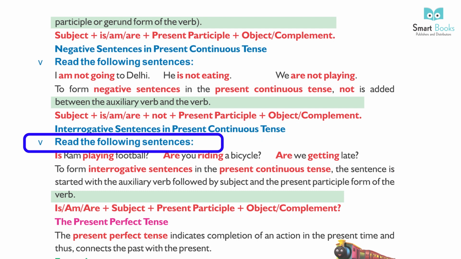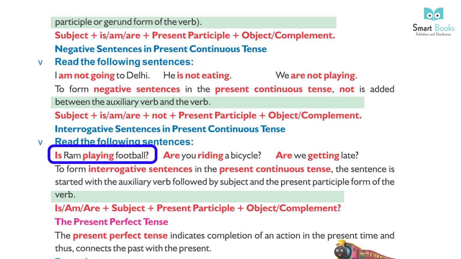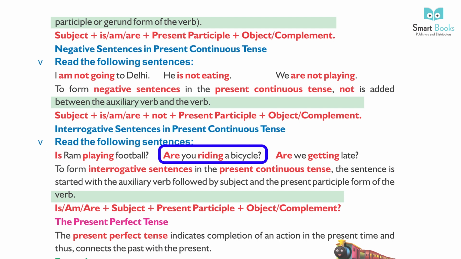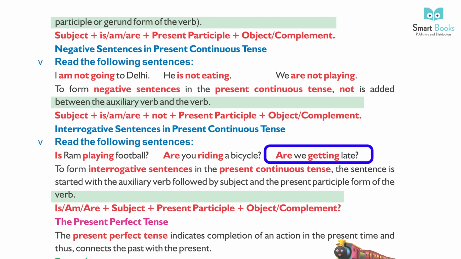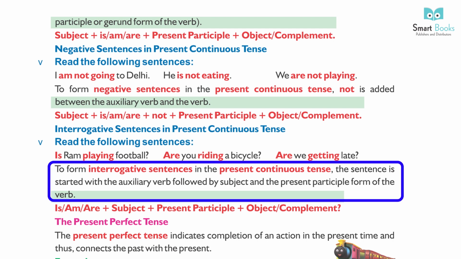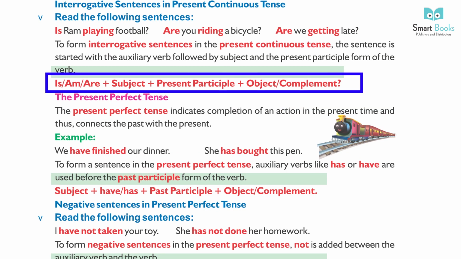Read the following sentences. Is Ram playing football? Are you riding a bicycle? Are we getting late? To form interrogative sentences in the present continuous tense, the sentence is started with the auxiliary verb followed by subject and the present participle form of the verb. Is, am, are plus subject plus present participle plus object complement.